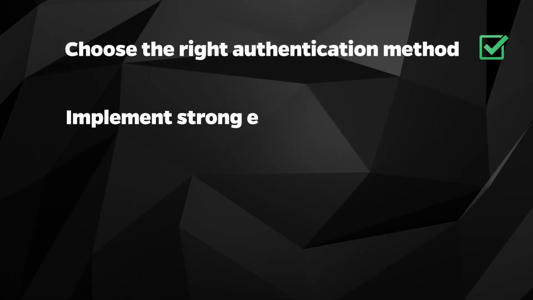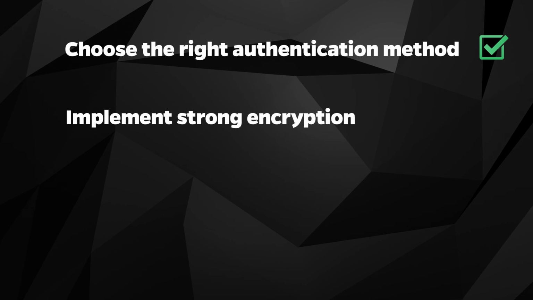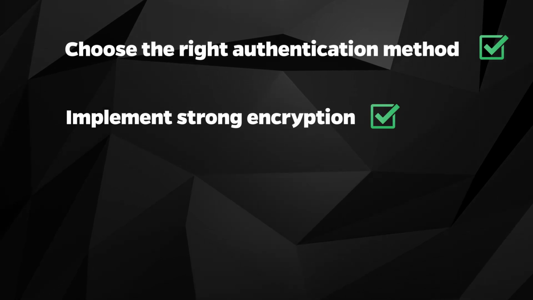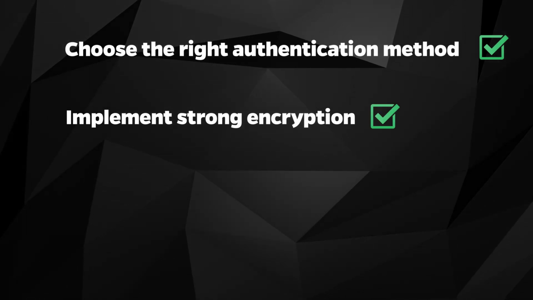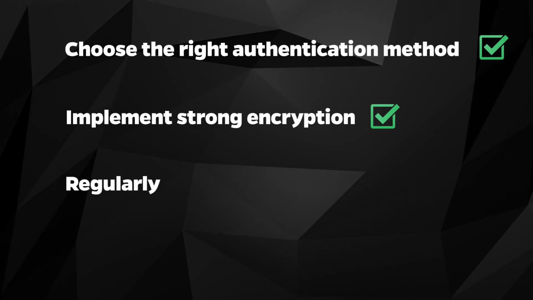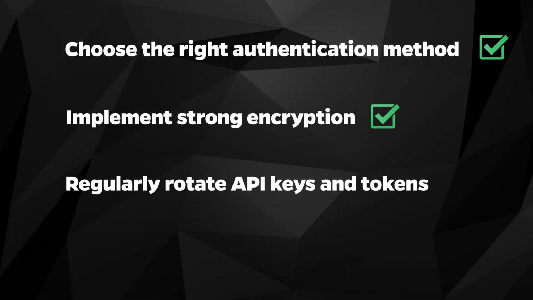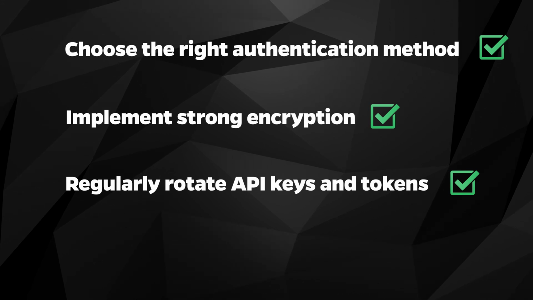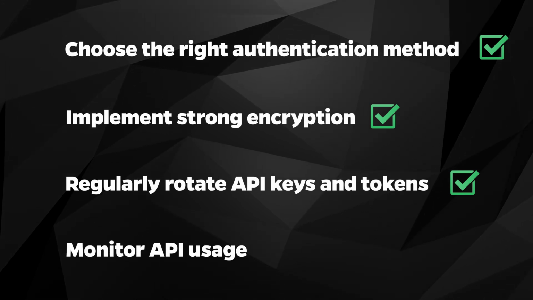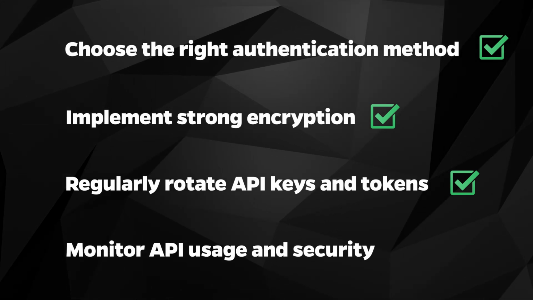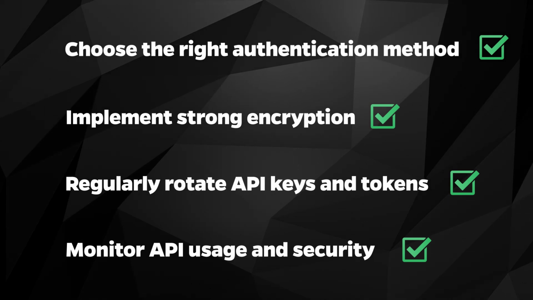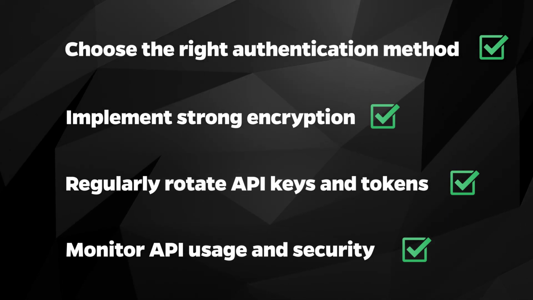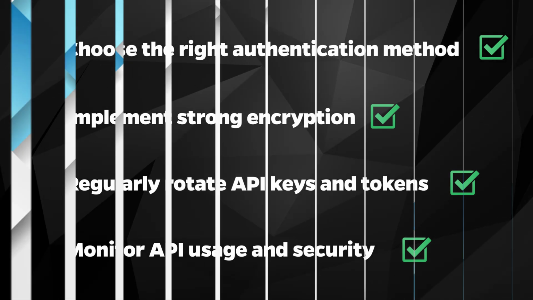Implement strong encryption. Ensure all API traffic is encrypted using HTTPS to protect sensitive data in transit. Regularly rotate API keys and tokens. Periodically update API keys and tokens to minimize the risk of compromised credentials. Monitor API usage and security. Continuously monitor your API for suspicious activity and respond promptly to potential security breaches.